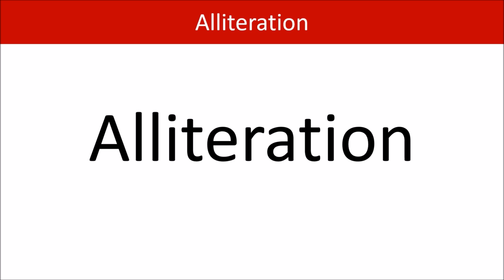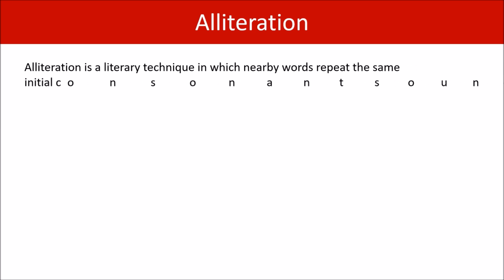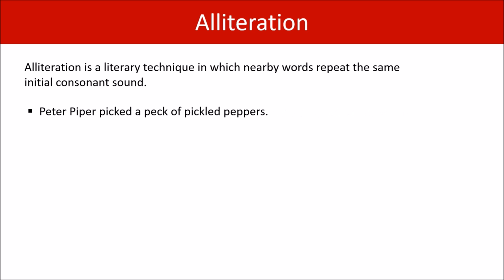Okay, let's start with the definition of alliteration and look at some easy examples. So here is the definition. Alliteration is a literary technique in which nearby words repeat the same initial consonant sound. So let's look at a classic example. Peter Piper picked a peck of pickled peppers. Here's another classic. She sells seashells by the seashore.